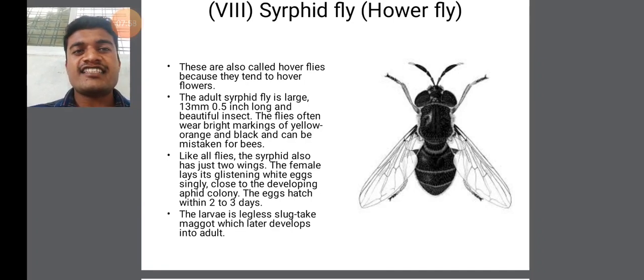The female lays its glistening white eggs singly close to the developing aphid colony. The eggs hatch within 2 to 3 days. The larva of the syrphid fly is a legless, slug-like maggot which later develops into the adult.